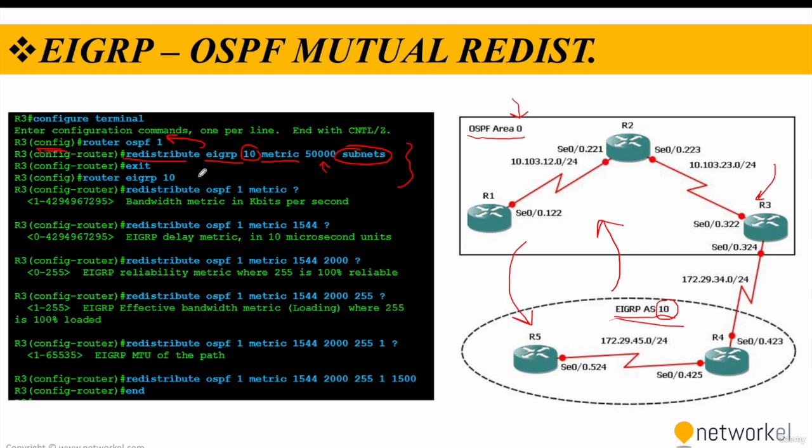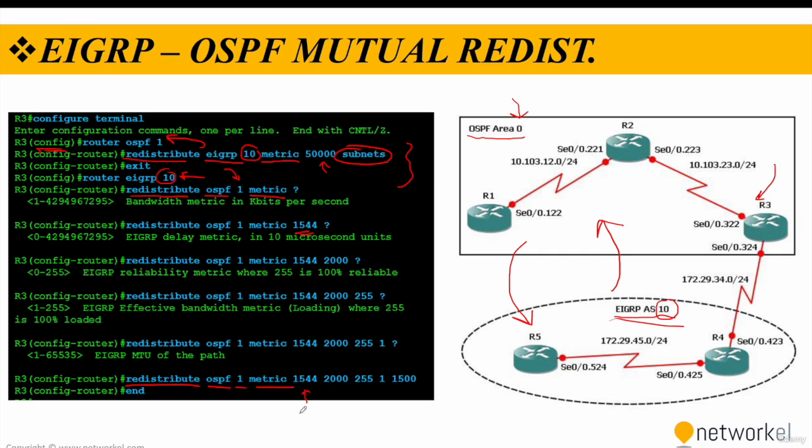I am going into the EIGRP mode this time, router eigrp and the AS number. Then I am typing redistribute ospf followed by the process ID and the metric keyword, and I am typing a metric which is 1544 for this example. Then I need to define a reliability value, followed by effective bandwidth, which is loading, and the MTU value. So the end result will be something like this: redistribute ospf 1 metric.